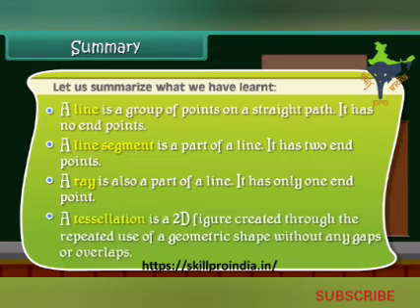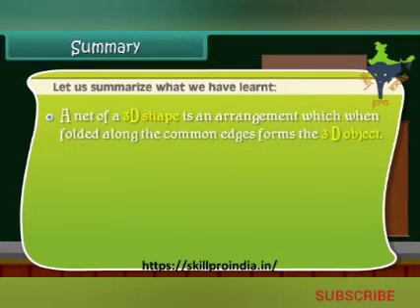A tessellation is a 2D figure created through the repeated use of a geometric shape without any gaps or overlaps. A net of a 3D shape is an arrangement which, when folded along the common edges, forms the 3D object.